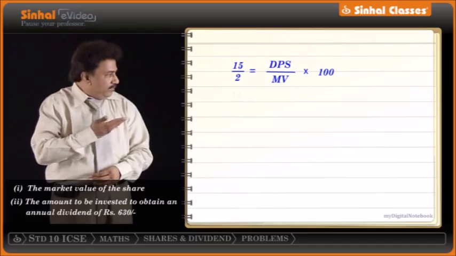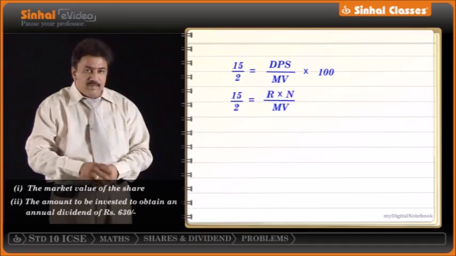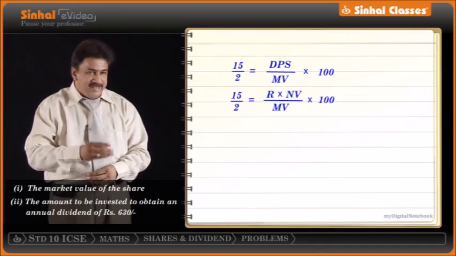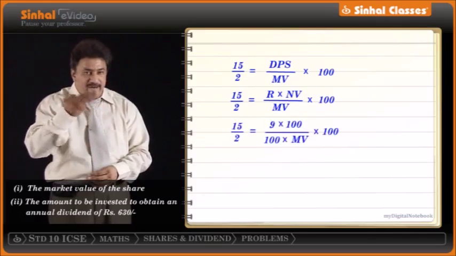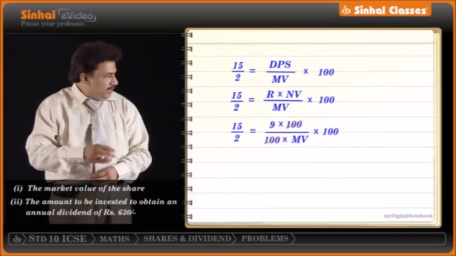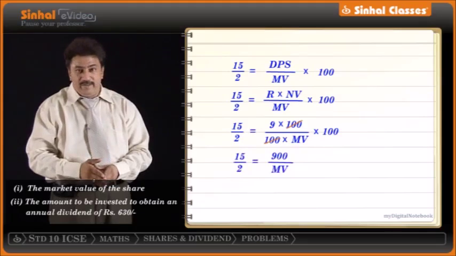Further down, what do I get? 15 upon 2 is equal to rate into nominal value upon market value into 100. That is 9 upon 100 into 100 upon market value into 100. 100 will get cancelled. So what is left with me? 15 upon 2 is equal to 900 upon MV.